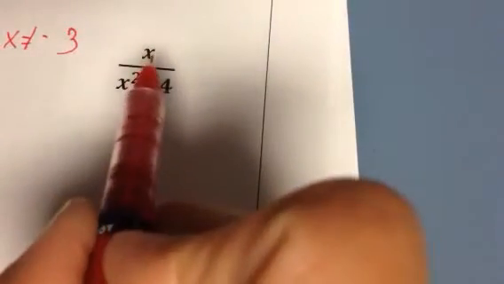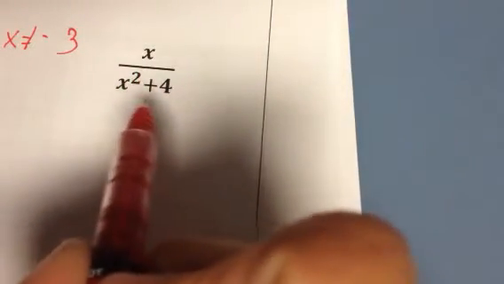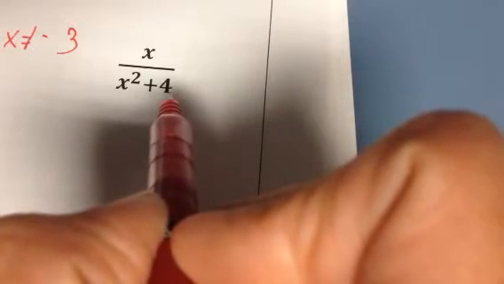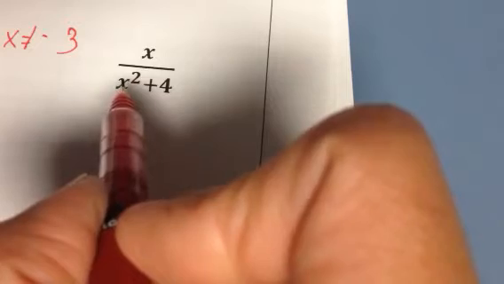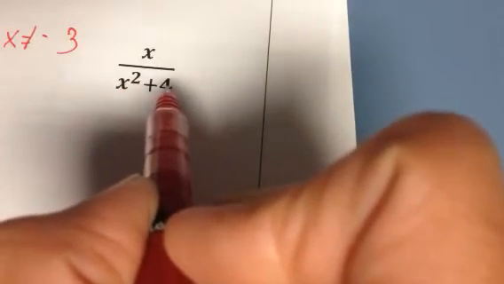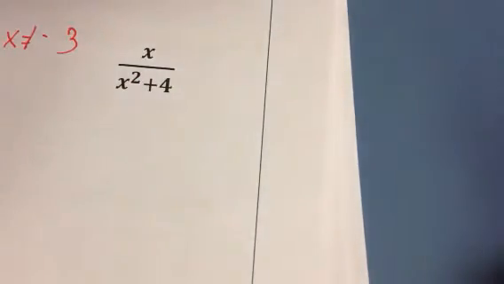but you always look at the original version for domain. So when I look here, I can't factor the top. This is not a difference of squares. It's plus, not minus. So this can't be factored. And I can't take an x out for an x. These are terms. x squared and 4 are terms. And you learned that in Algebra 1, the difference between a factor and a term.